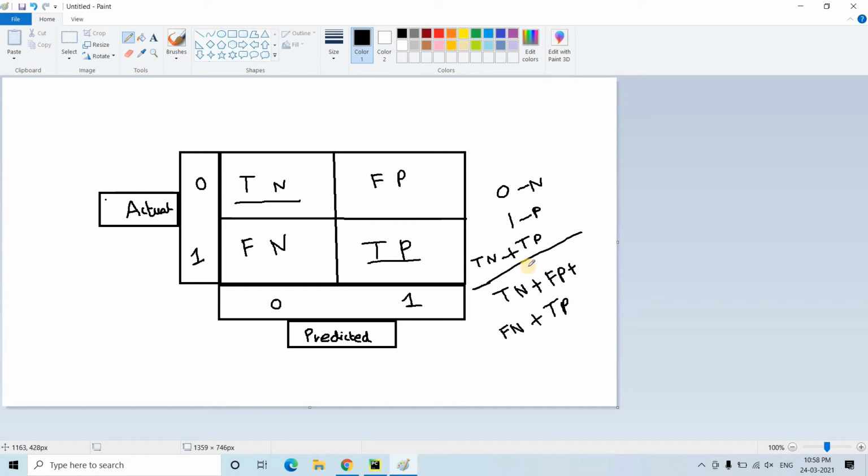Life was good until and unless we got any imbalanced data. Because in imbalanced data, accuracy never gives us a good idea about the working of the machine learning model. Suppose I have 100 data points, and out of that, 99 data points belong to one particular class and one data point belongs to the other class. What will happen then?